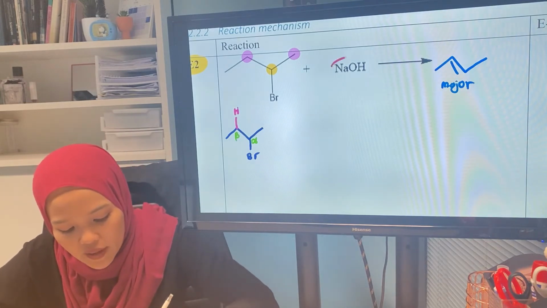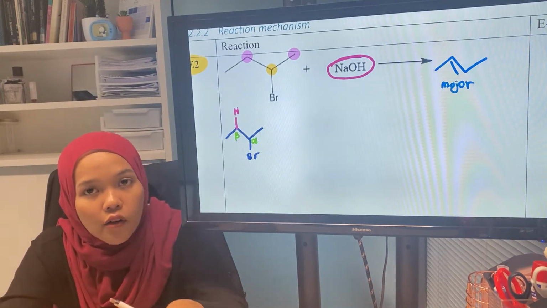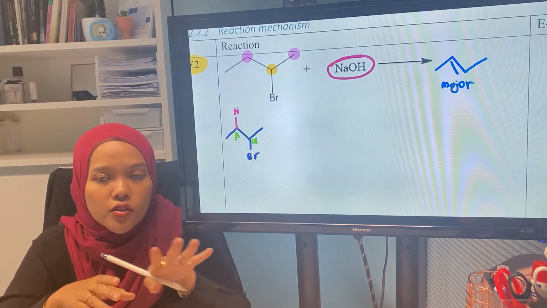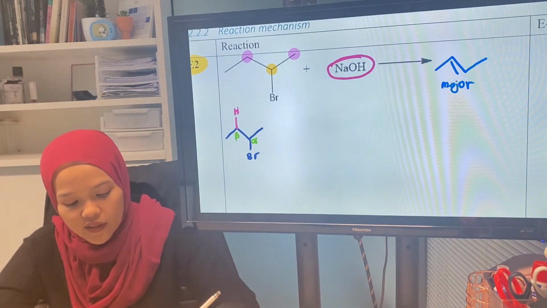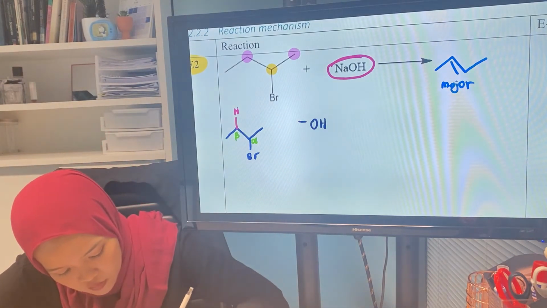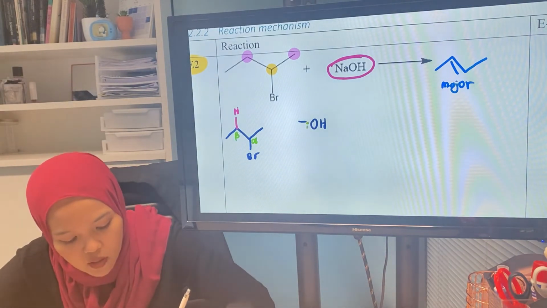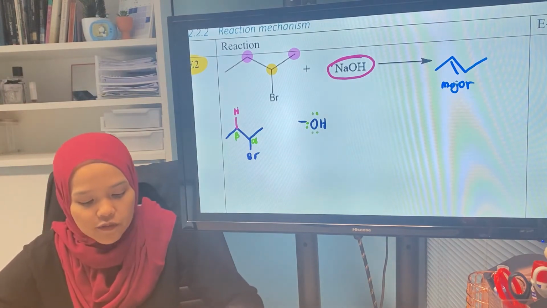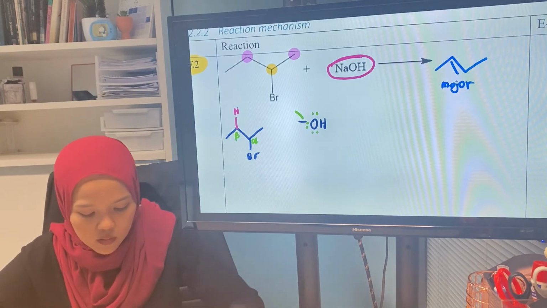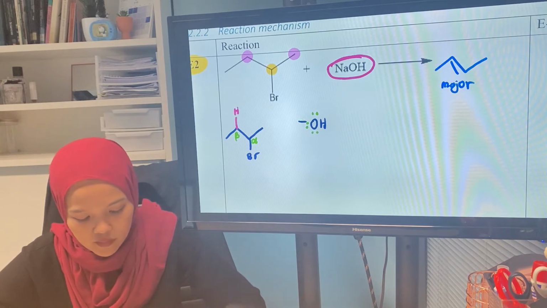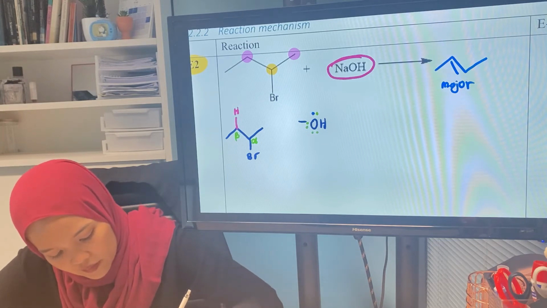And then when you have NaOH, you do not draw it all. Remember, when it is dissolved, it is going to dissociate into sodium ion and OH minus ion. So the one that we are going to use is only the hydroxide ion, the OH. As I said, I like to use the lone pair. It's just my preference. If you want to straight away use the charge, also not a problem. So first step, I'm just going to use this one.